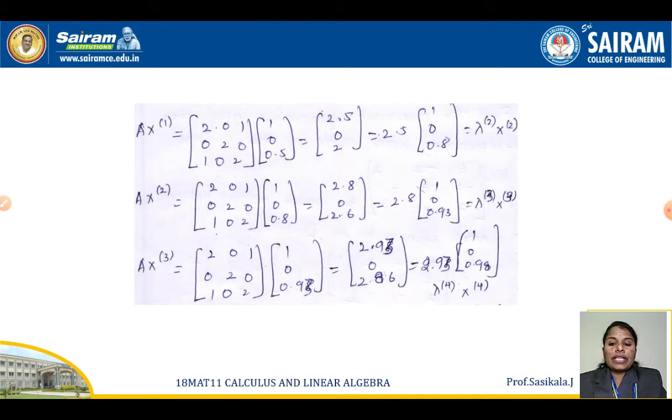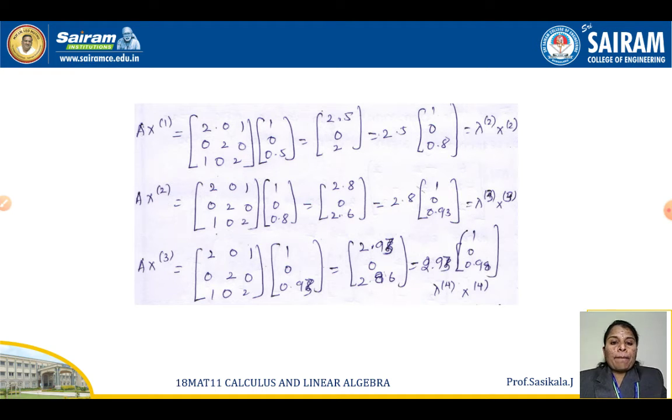again go with A into x of 3. What is A into x of 3? A matrix is given and x of 3 from the previous iteration is 1, 0, 0.93. So after multiplying, I am getting 2.93, 0, 2.86. So the highest one is 2.93. Numerically large is what we are supposed to look at. Then I'll get 1, 0, 0.98. So this is my lambda 4 into x of 4.